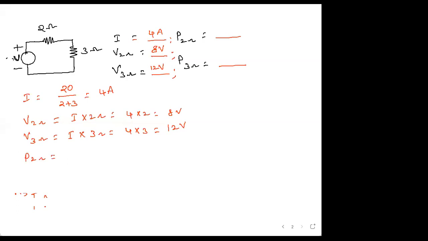Next, P2 ohms is I square into 2 ohms, right? I is 4, I square is 16, into 2, 32 watts. And P3 ohms is I square into 3 ohms, 16 into 3. How much is it? 48 watts.